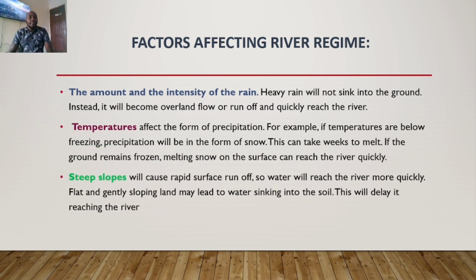Now look at these other ones, steep slopes. What do you think? When you have steep slopes, what will be happening? Water will be flowing very fast to the river, as easy as that. So it will cause rapid surface runoff, and this will cause the river discharge to rise steeply. Flat and gently sloping land may lead to water sinking into the soil, because it takes time, so the water has time to sink into the ground. This will delay water reaching the river. Understood? So the river discharge will not rise steeply. It should be slower in rising.